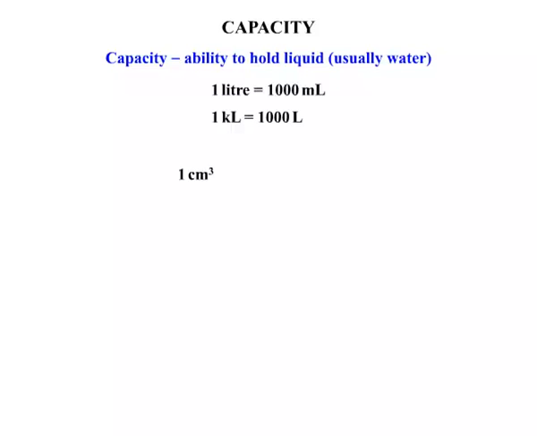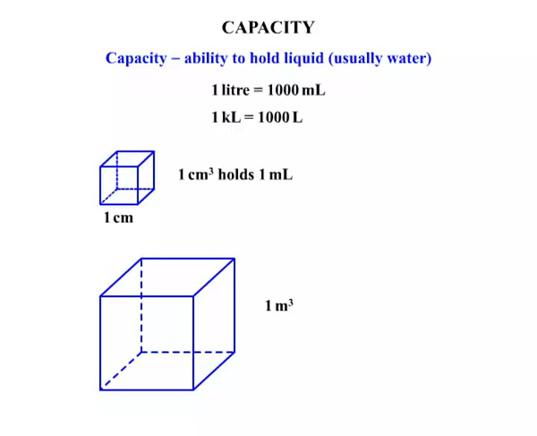1 cubic centimetre, let's picture this, there's our cube, 1 centimetre by 1 centimetre by 1 centimetre. That will hold 1 millilitre. On the other hand, 1 cubic metre, a much bigger cube, will hold 1,000 litres. That's a lot of water. Another word for 1,000 litres, another way of writing it, is 1 kilolitre.